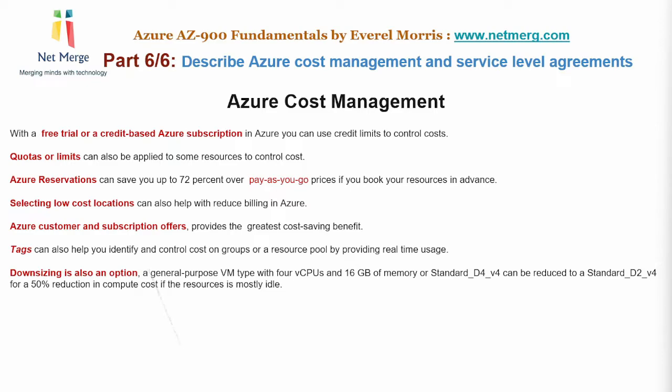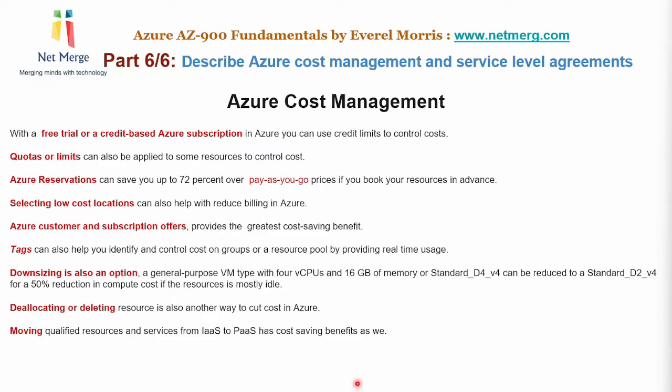Now let's take a look at another cost saving measure. Deallocating and deleting resources is also an option. Remember, we talked about the virtual machines. If you're going away for the holiday or over the weekend, you want to deallocate those virtual machines so they're not spinning up disk and running CPU and memory, and using resources that you're not using. Moving qualified resources and services from infrastructure as a service to platform as a service is a cost saving benefit also. If that's the case and you're able to do that, then by all means do it.